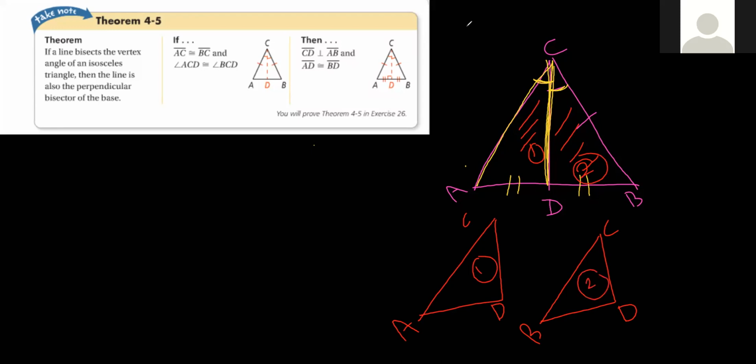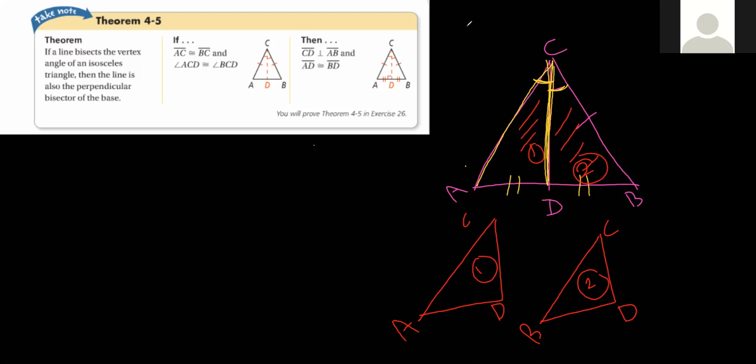So by now, if I proved that these two triangles are congruent, can I say that AD is congruent with BD? Yes. If they are congruent, any two sides that are corresponding will be congruent too. That's why we say that AD is congruent with DB.